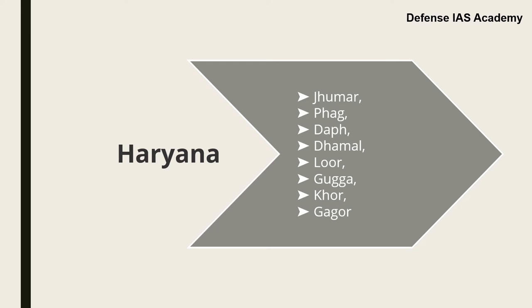Next is the Gugga dance. The dance is named Gugga by the devotees of the saint Gugga. The traditional folk dance of Haryana called the Gugga dance is performed exclusively by men. It is performed in procession, like the procession taken out in the memory of Saint Gugga.